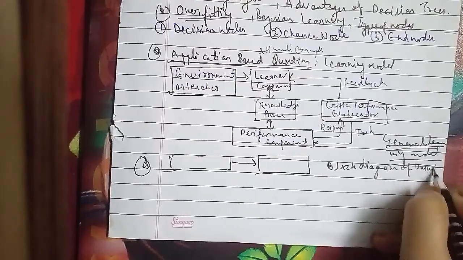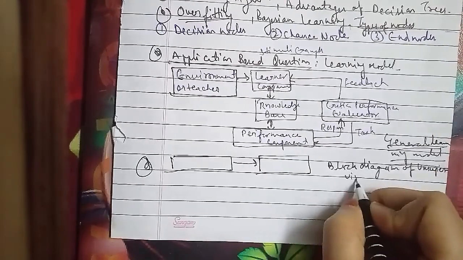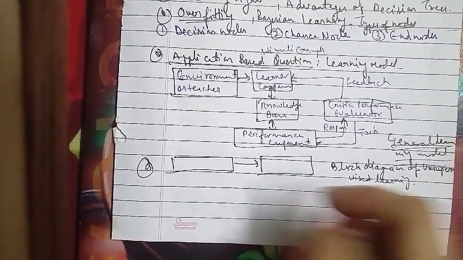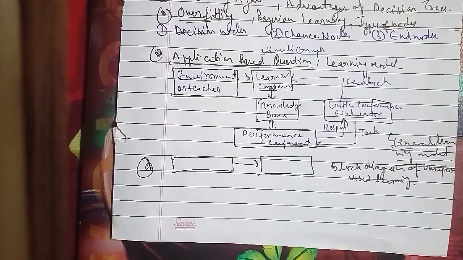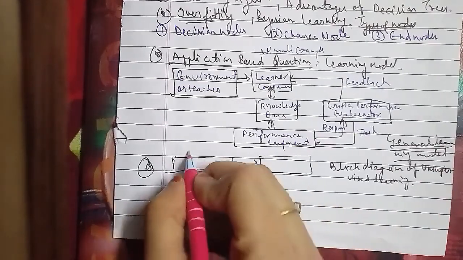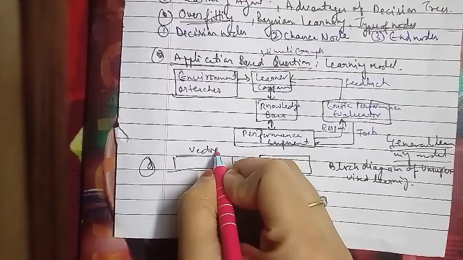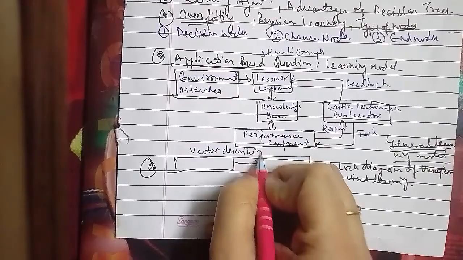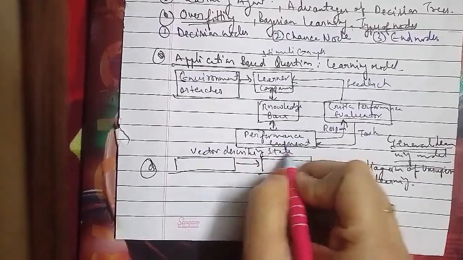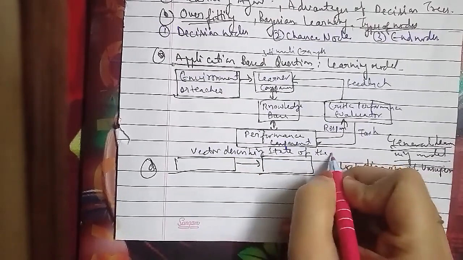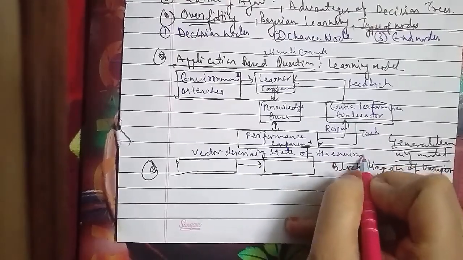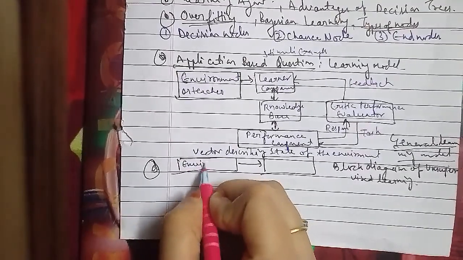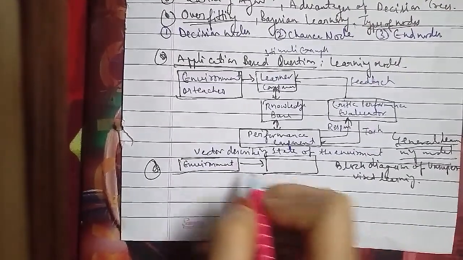In this, this is a vector describing the state of the environment. Here we have the environment, and here is the learning system. This is a block diagram of unsupervised learning. Now we'll go ahead with the detail.